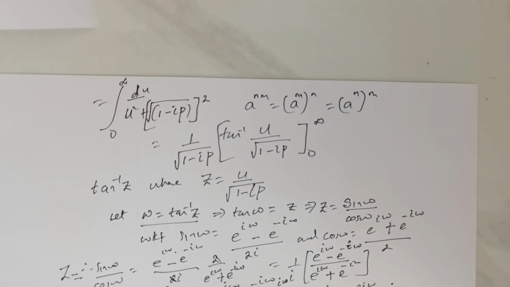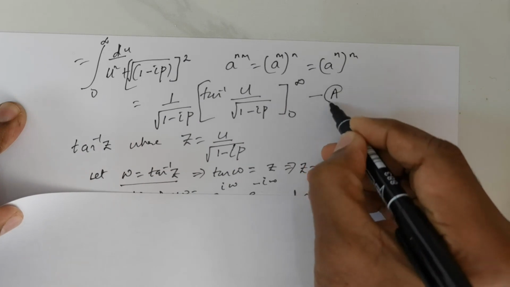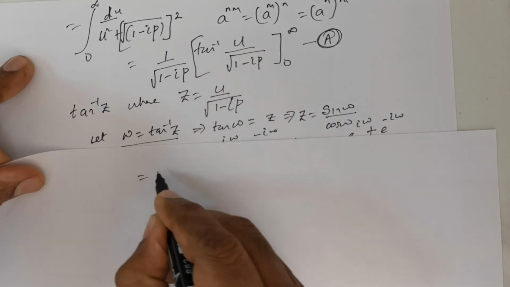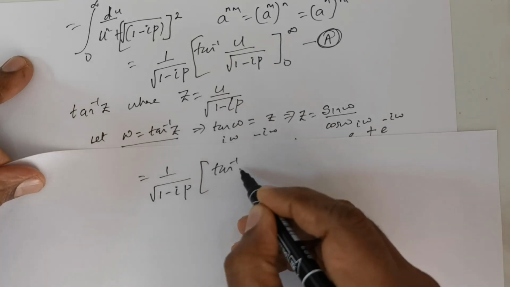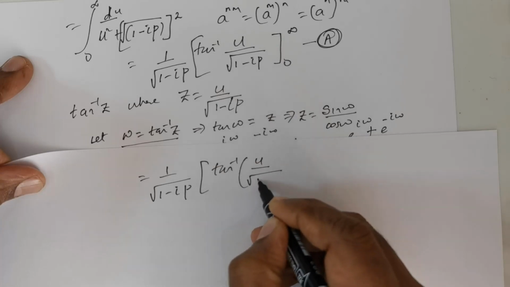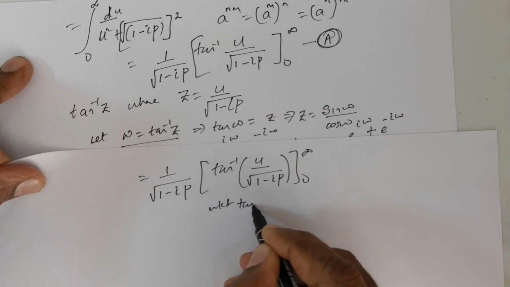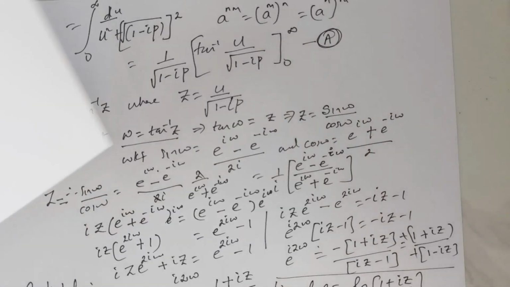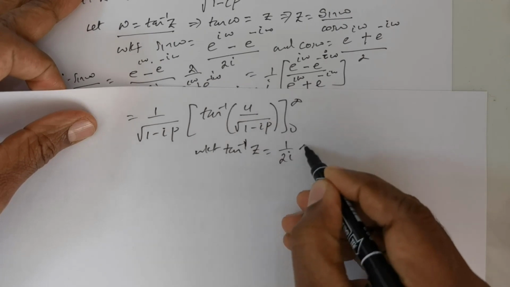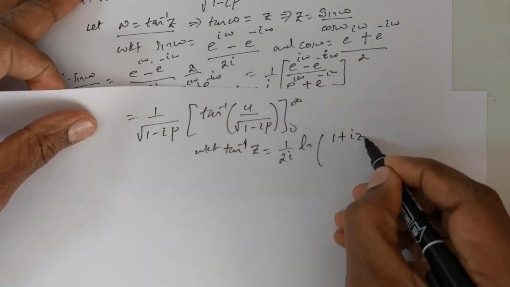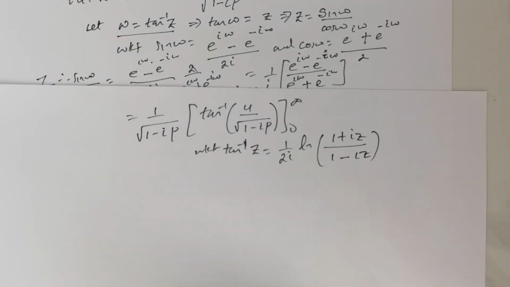So what I will do, I will go to the next page and I will take this as a. This is equal to 1 over root of 1 minus i times b of tan inverse of u over root of 1 minus i times p, from 0 to infinity. Now we know that tan inverse of z, we just obtained that, I'm going to utilize this, is equal to 1 over 2 times i ln of 1 plus i times z divided by 1 minus i times z. So this is what we are going to be utilizing.